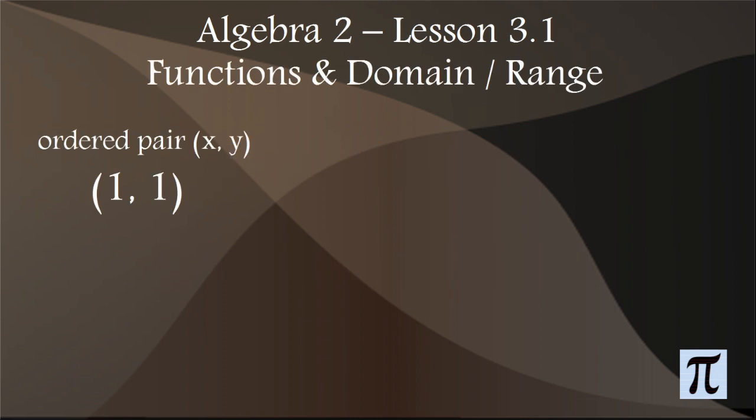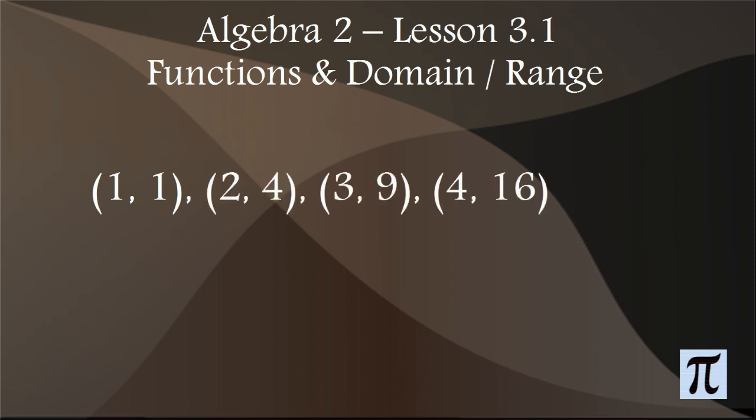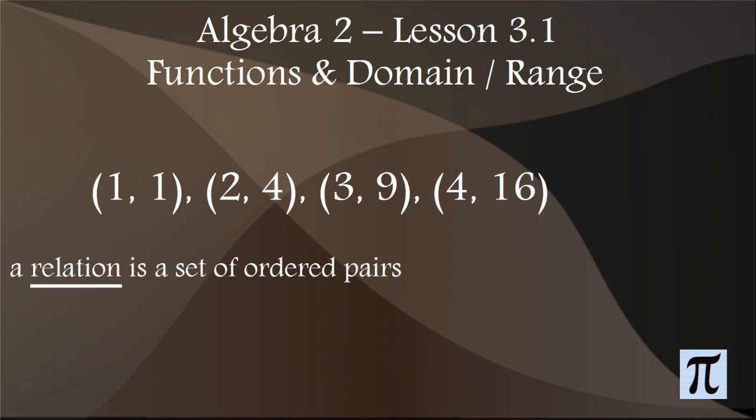In the past we've looked at ordered pairs. Usually it refers to an xy coordinate. For example, 1, 1 here is an ordered pair. But what if we had a set of ordered pairs like this? A relation is a set of ordered pairs, just like this. If we're being picky, a relation should have squiggly brackets on either end of it, like this.